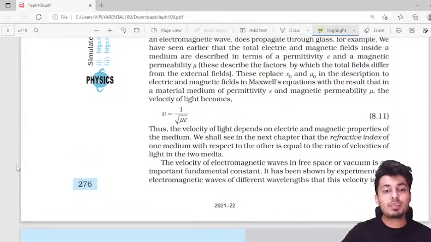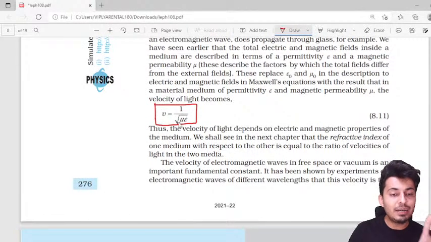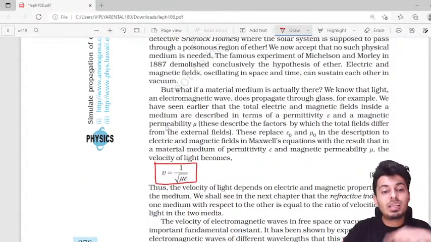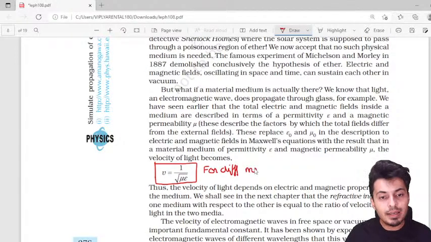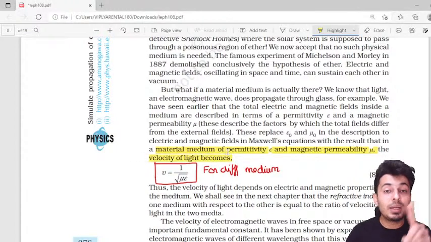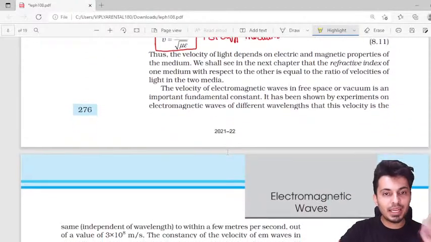All right. So what happens if you change the medium? If you change the medium, then the speed of light will also be different, and that's why you can see the speed formula for light in a different medium will have mu and epsilon for that respective medium. So for a different medium, you will use this formula. You can see that naught is not there. The reason why naught is not there is because the medium is different. It is the permeability and permittivity of that medium. Okay, I hope this is clear.